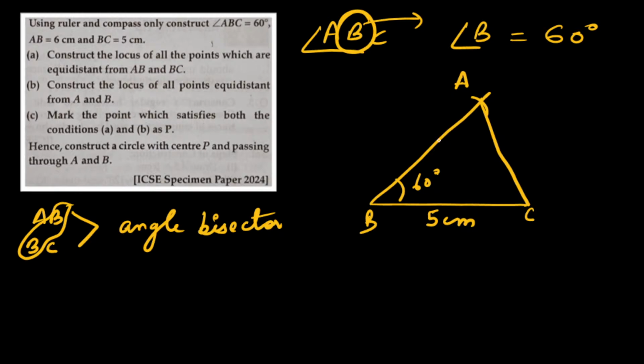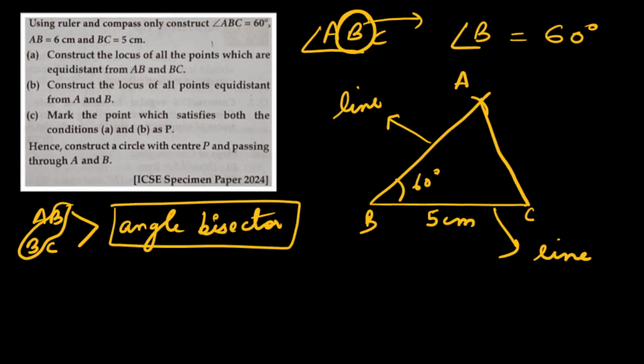So AB and BC are two lines. This is AB, this is also one line. This is BC, this is also a line. So when you have to draw the locus of the point equidistant from two lines, what you have to draw? You have to draw the angle bisector.